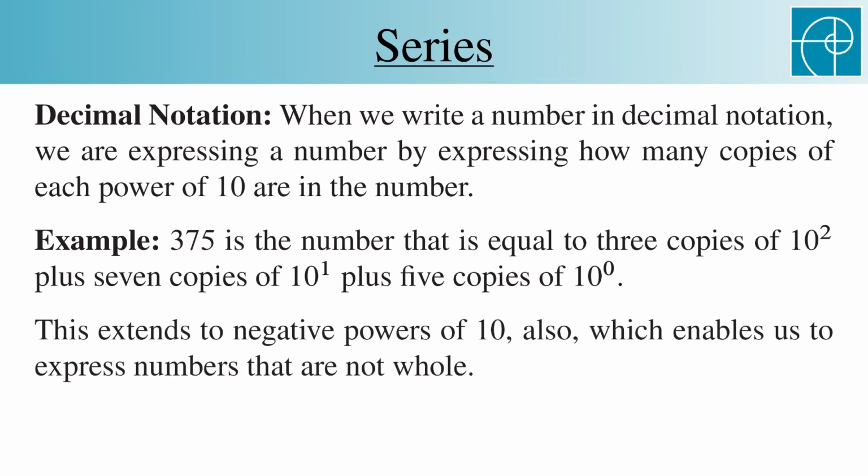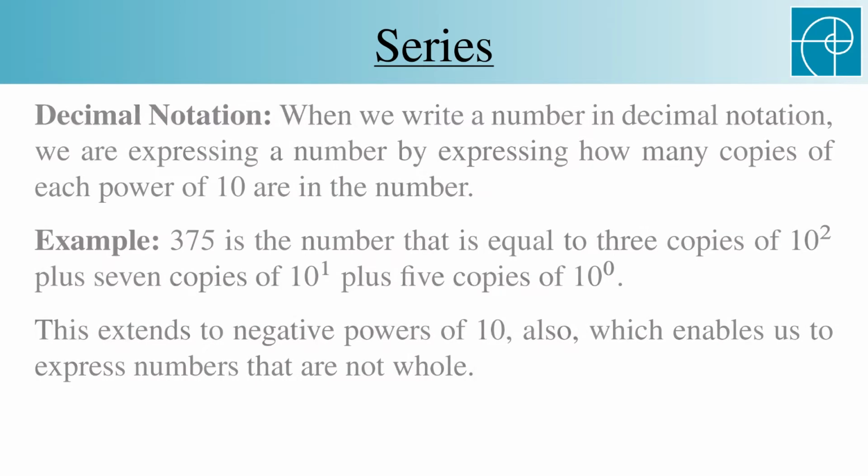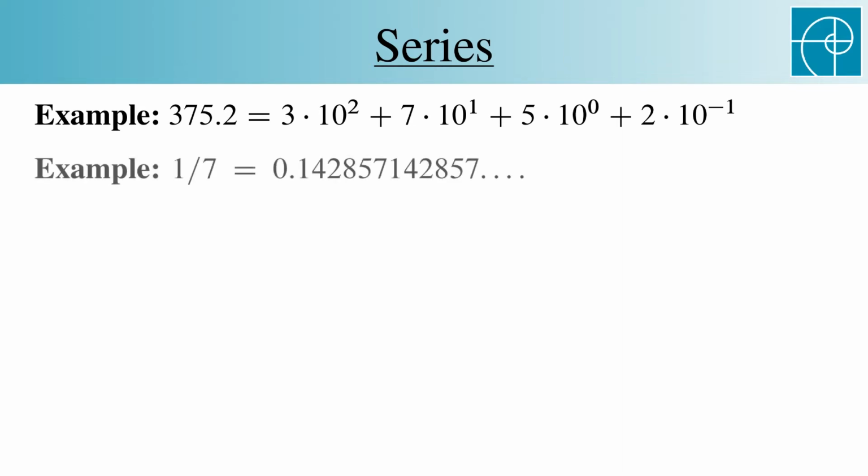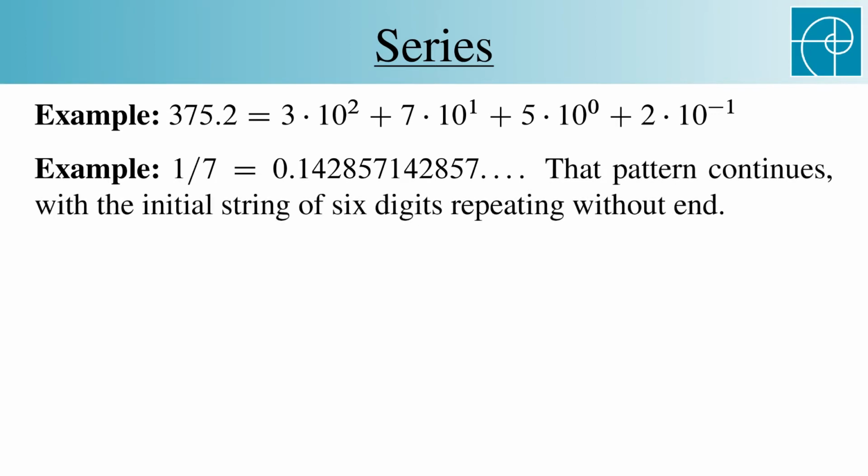This extends to negative powers of 10 also, which enables us to express numbers that aren't whole. For example, 375.2 is 3 times 10 squared plus 7 times 10 to the first plus 5 times 10 to the 0 plus 2 times 10 to the negative 1. Another example is 1/7, which equals 0.142857142857. That pattern continues with the initial string of 6 digits repeating without end.